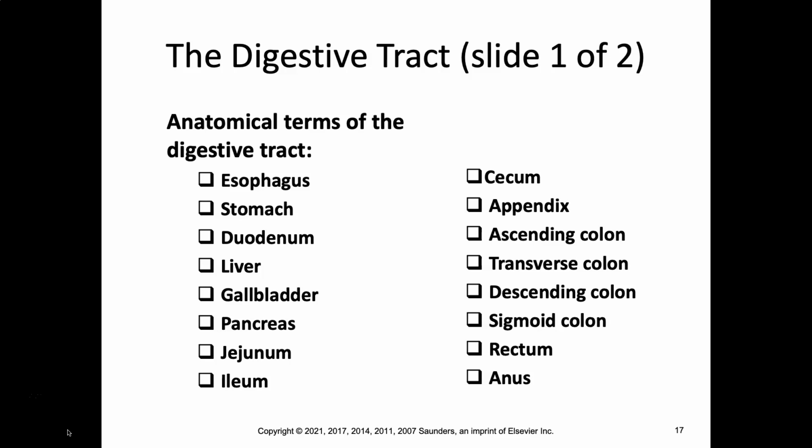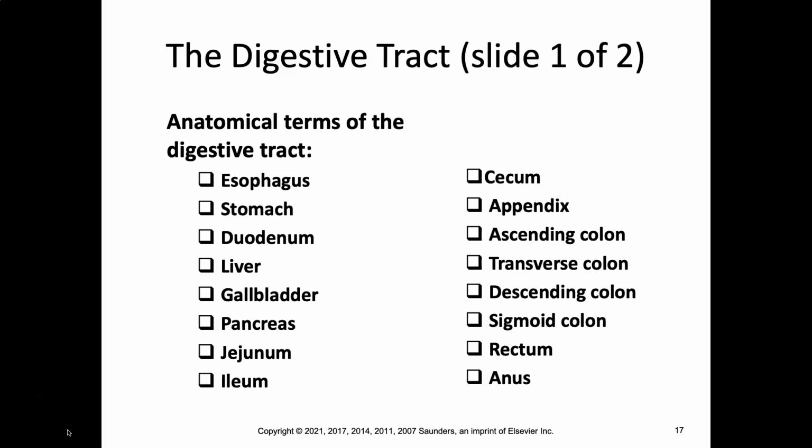And then this talks about the digestive tract. This is slide 1 of 2. There's all these pieces and parts. It starts with the esophagus. Goes to the stomach, duodenum, which is a part of the small intestine. Then you have liver, gallbladder, and pancreas. Then you pick back up with the small intestine for the jejunum and ileum. You start with the large intestine with the cecum, appendix, ascending colon, transverse colon, descending colon, sigmoid colon, rectum, and anus.